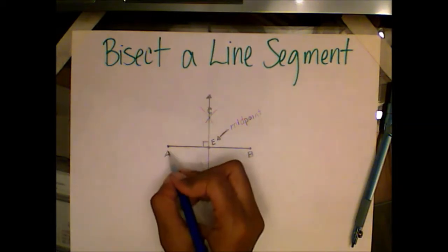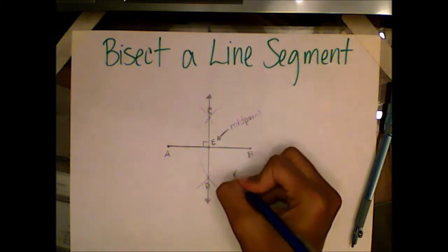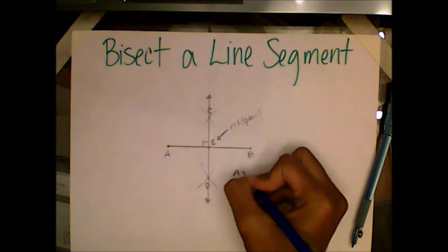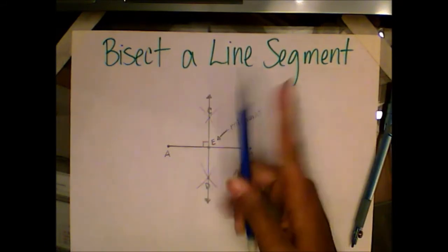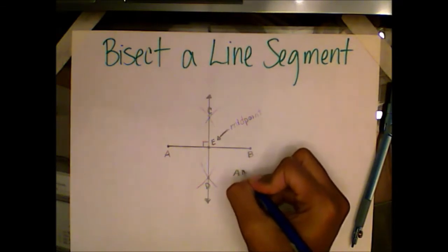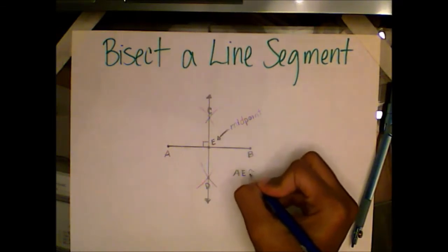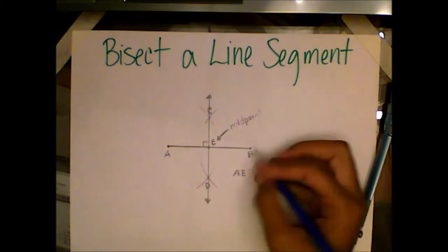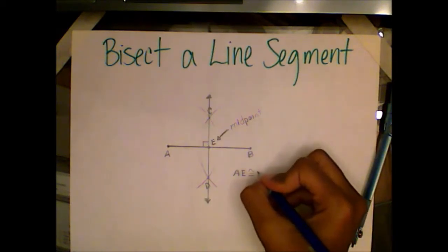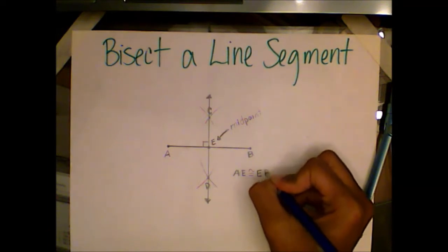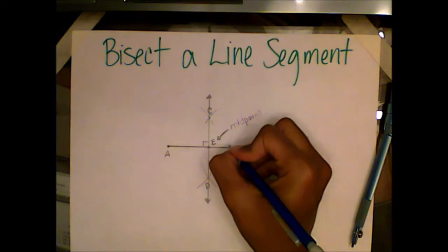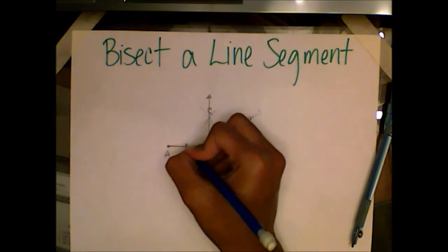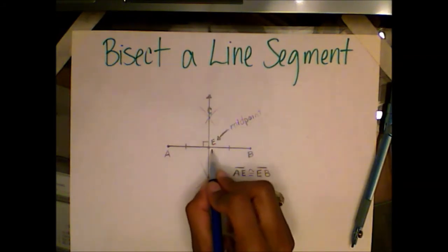So we can say that segment AE is congruent to segment EB. So I'm going to put the little hash marks to show that this side is congruent to this side.